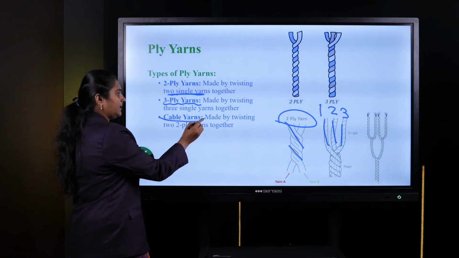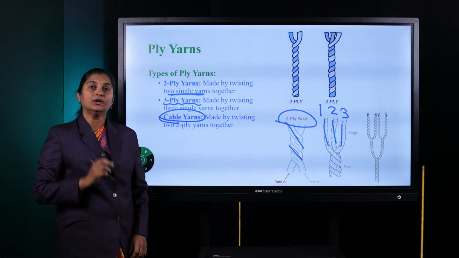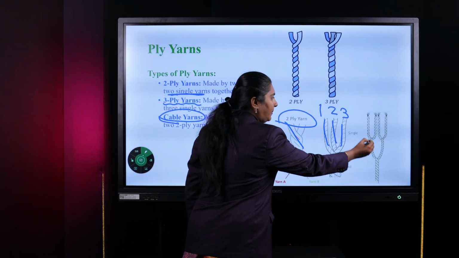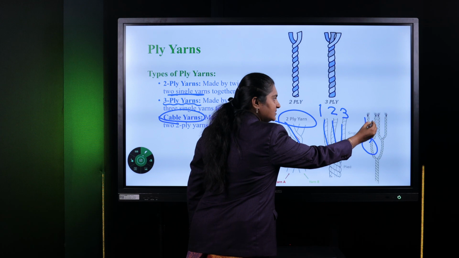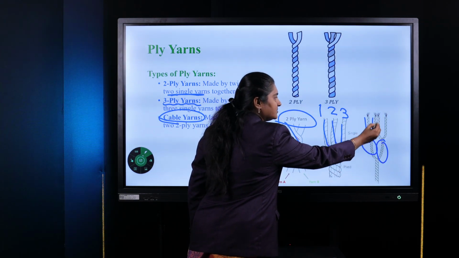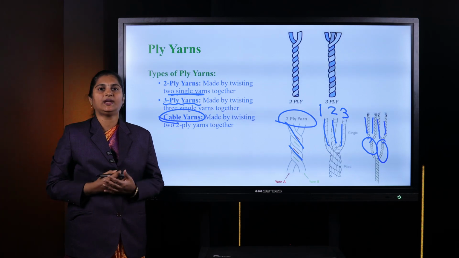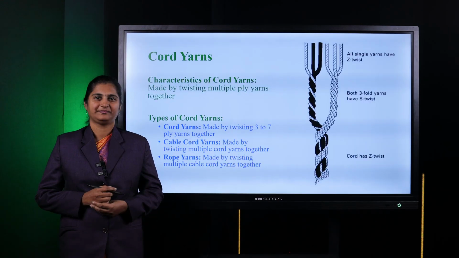The last one is cable yarn. It is made by twisting two 2-ply yarns. Hence, we have one ply yarn here which is made by two single yarns and another ply yarn which is made by two single yarns. When both of these are twisted together, we get cable yarns.